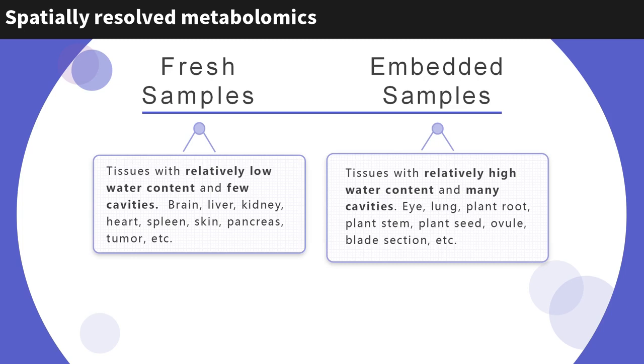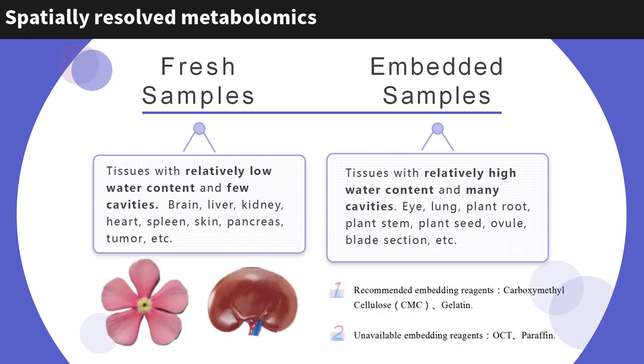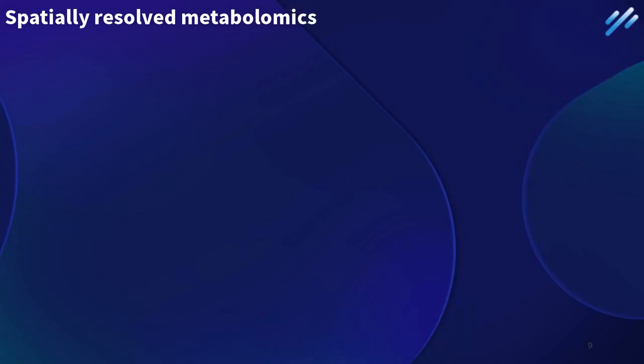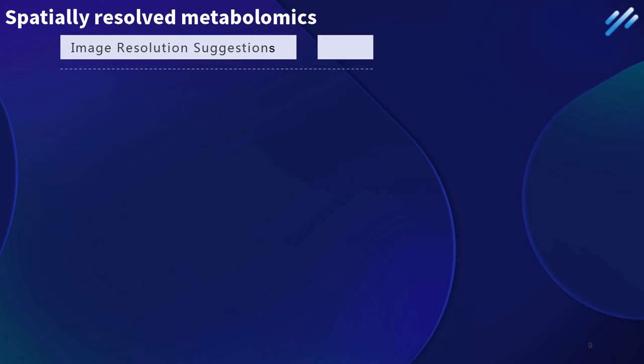How to choose embedding agent? It is generally recommended to use CMC or gelatin for embedding. However, we do not recommend using OCT or paraffin for embedding, because it will affect the final results of our mass spectrometric imaging detection. After preliminary processing, the next step is to conduct the experiment. Before the experiment, we need to choose the resolution. How to choose the resolution?